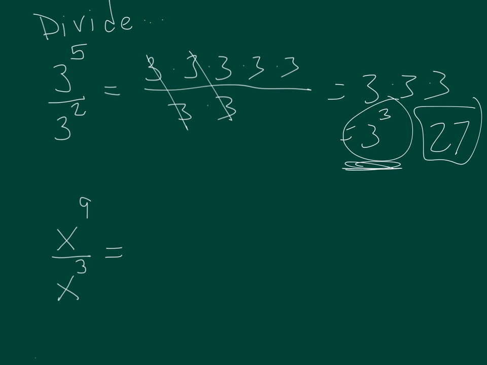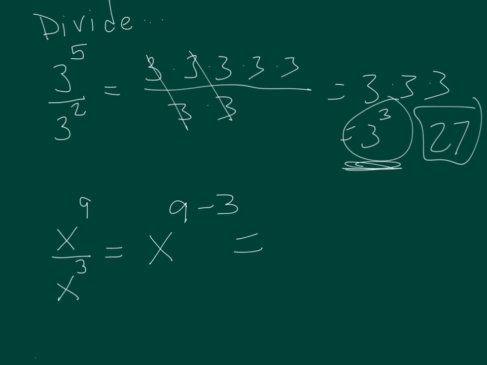All right, for the next one here, now notice how this was 3 to 5, and this was 3 squared. How would I get that 3 from the 5 and the 2? Well, 5 minus 2 does give you 3. Now if you look at this, for each one I had on the bottom, I was canceling, I was taking it away from the top. 5 minus 2 is going to give me 3.